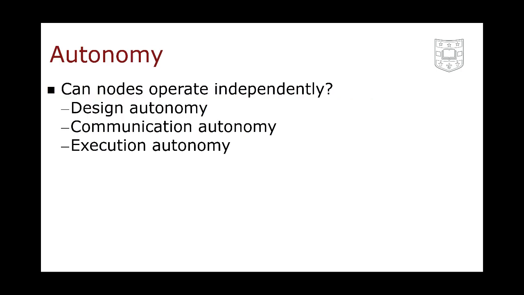So design autonomy is the idea of whether or not the actual schema of the database is spread out across multiple places. Can I access the entire schema without having to ask somebody else, or are there parts of the database that aren't available to me that are on other nodes that I need to ask?